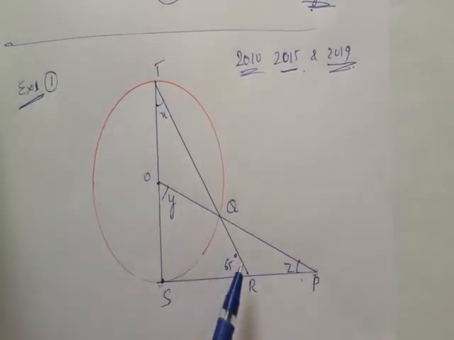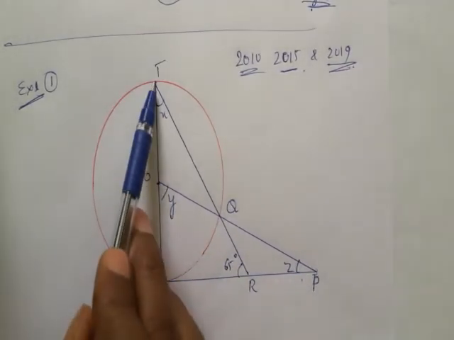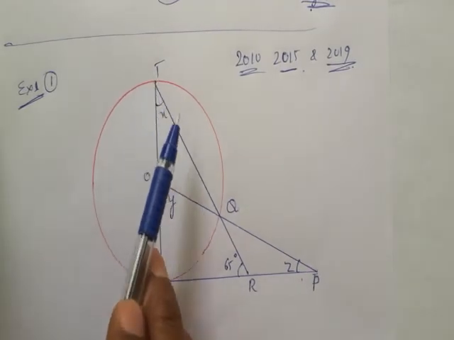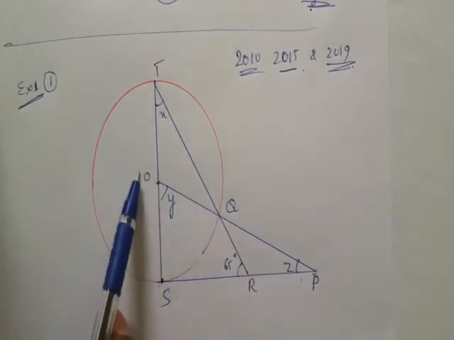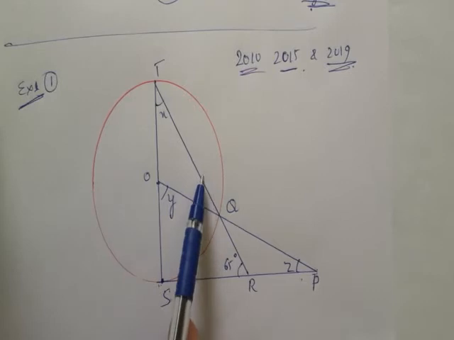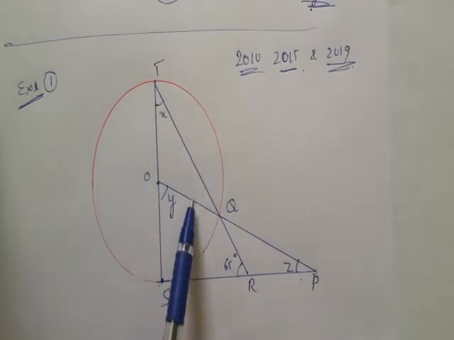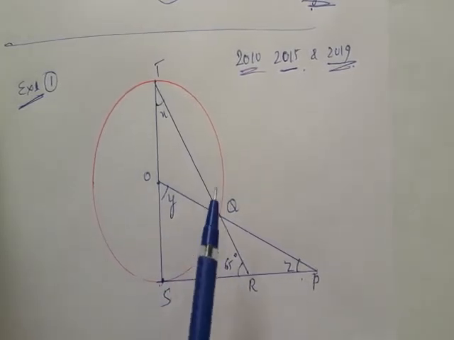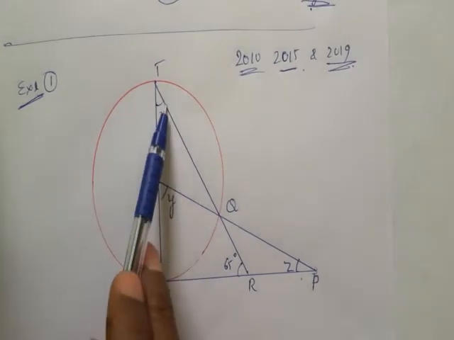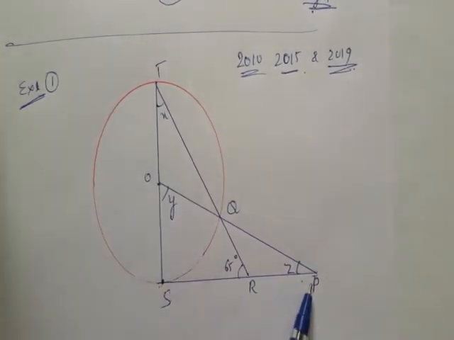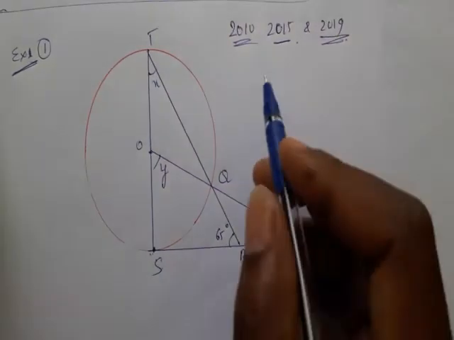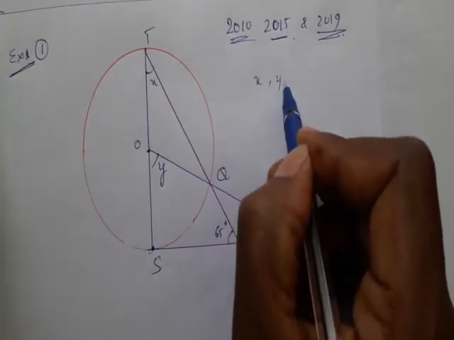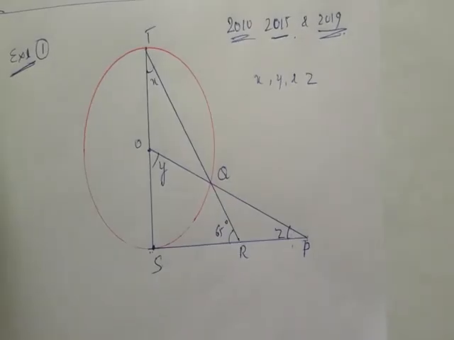But TR is not a tangent because TR is just a secant, because it meets the circle at T and at Q. OP is also not a tangent because if we extend this OP, it meets the circle at one more point. So these two are secants. This is the tangent. That's why the chapter name is tangents and secants. TR and OP are secants. SP is a tangent. What to find out? X, Y and Z. Find all the 3 unknown angles.